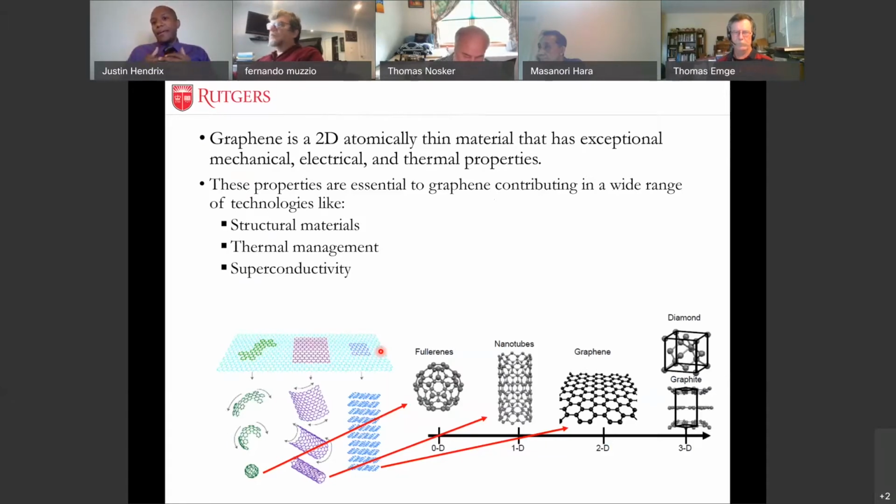It's been known to have great mechanical, electrical, and thermal properties, which you can find a lot of applications toward, whether it be aerospace or commercial applications, or structural materials and what have you.